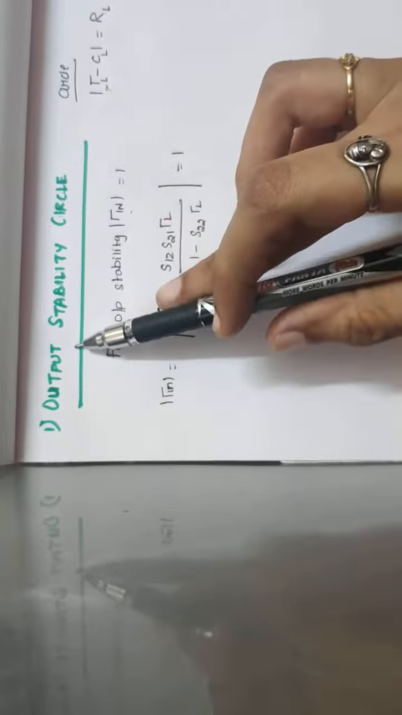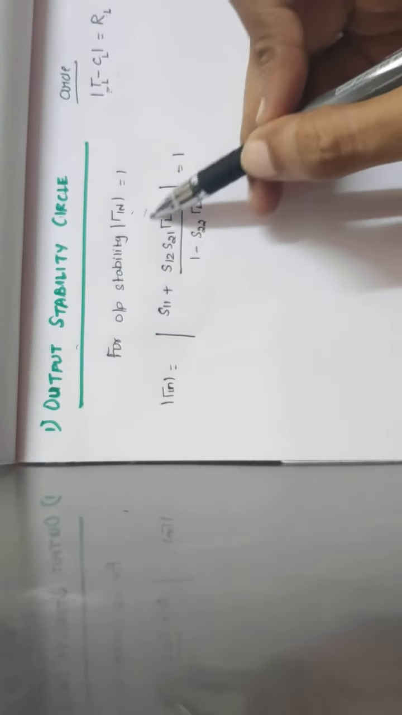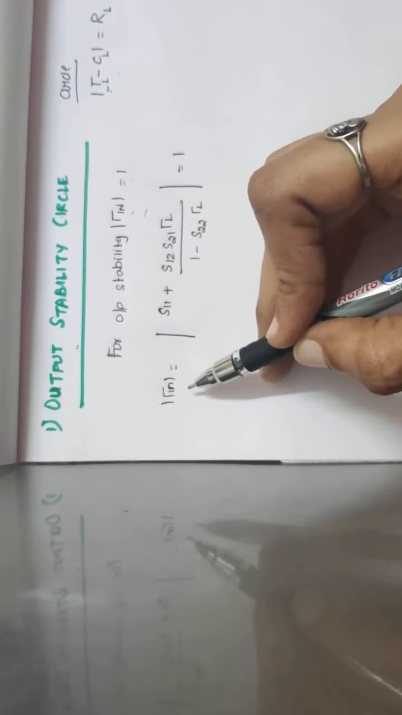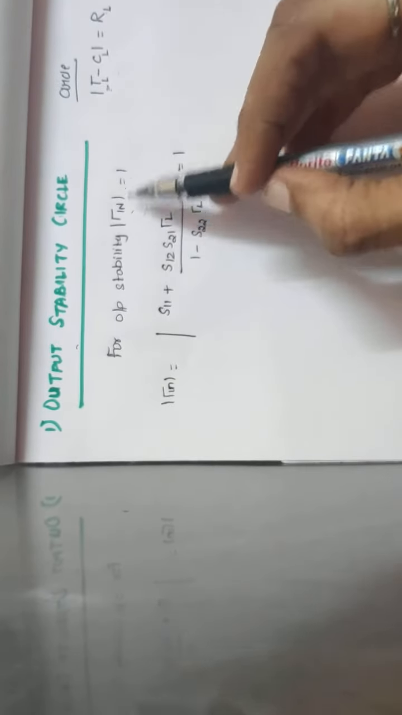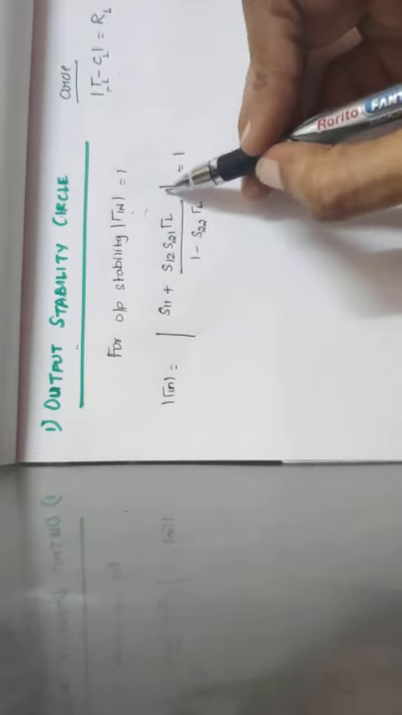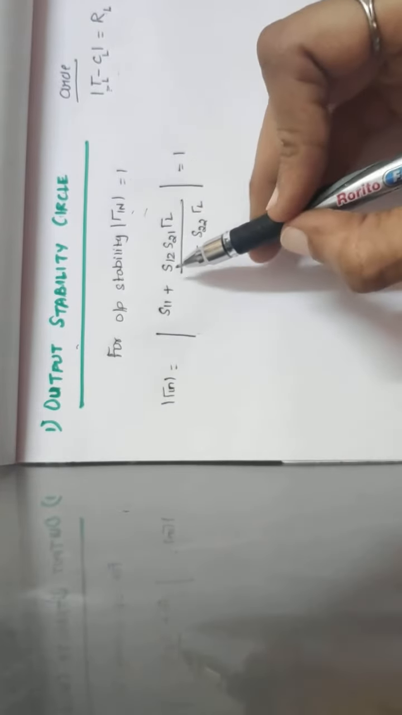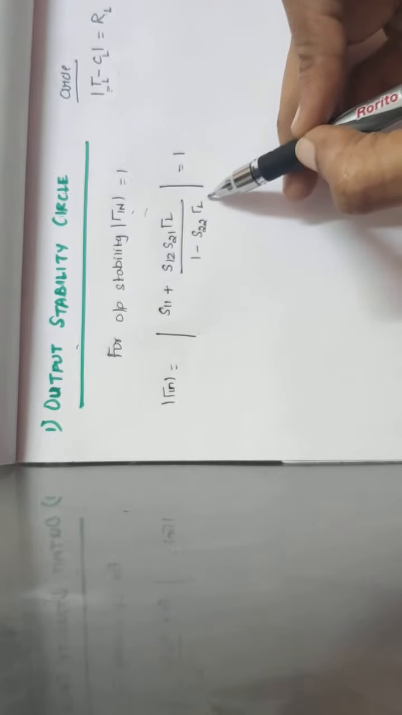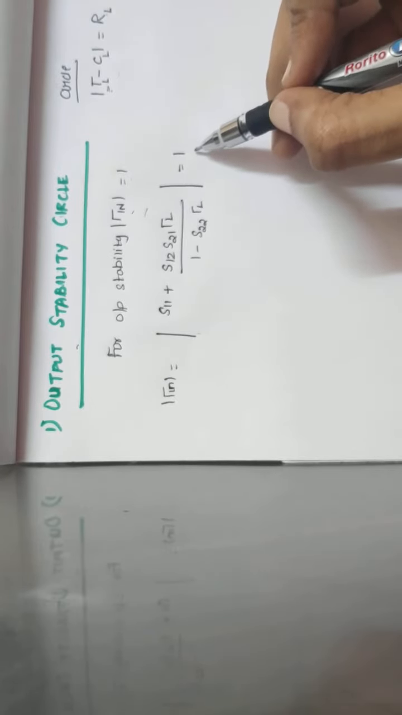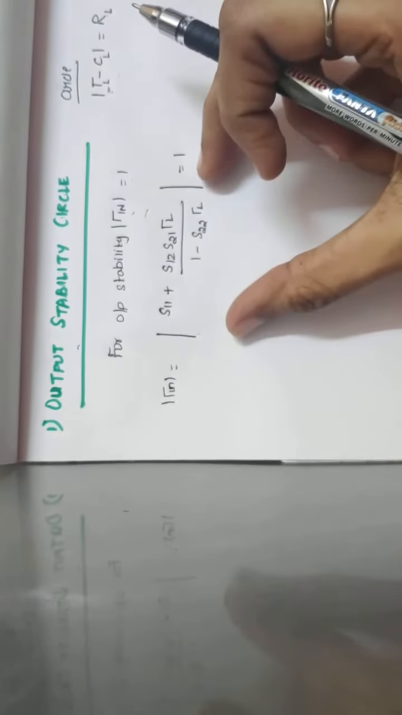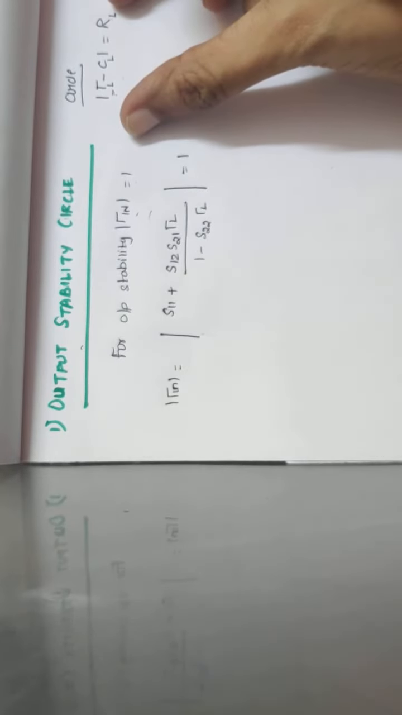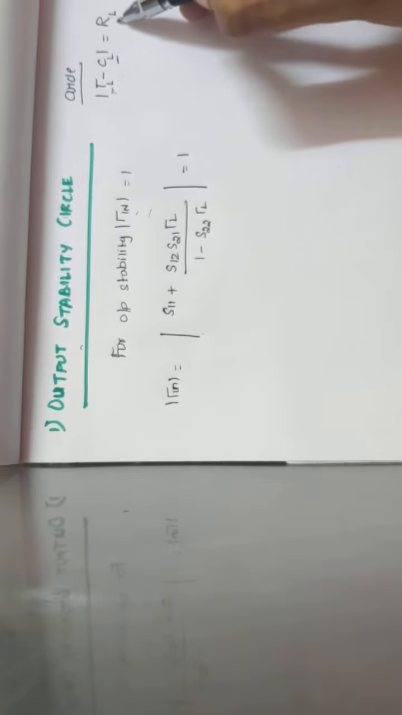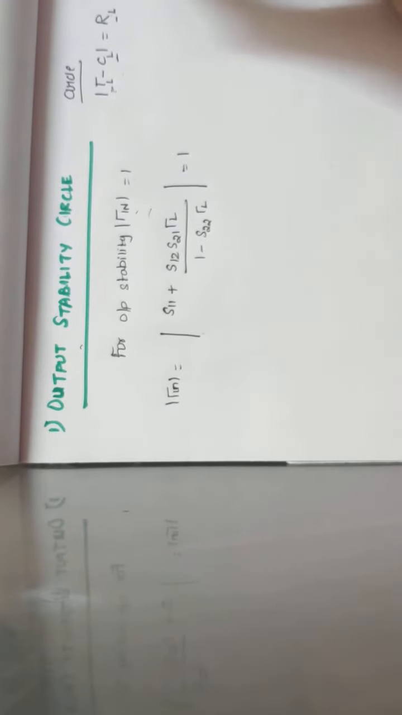Now for output stability, we need to find the term ΓL. So ΓL is present in which expression? It is present in the Γin expression. So that is why we equate |Γin| to 1. So I take the formula for Γin, which is S11 plus S12 S21 ΓL divided by 1 minus S22 ΓL, and we equate this to 1. Our aim is to bring this equation into the form of the general expression of a circle, to find the center and the radius of the output stability circle.